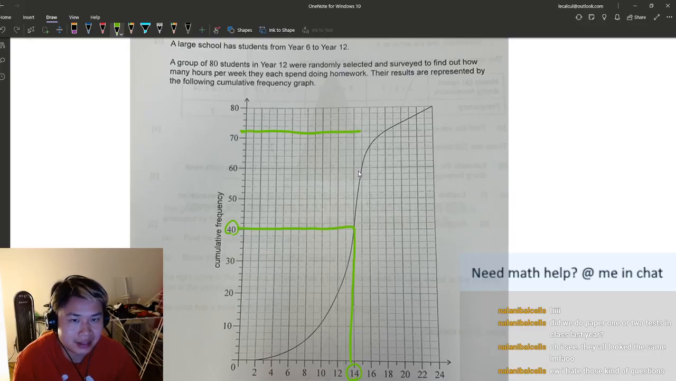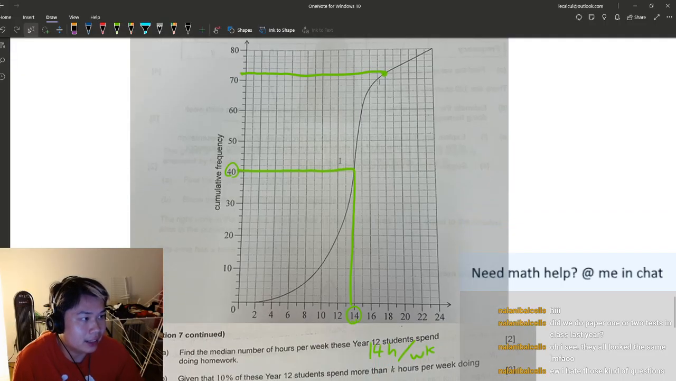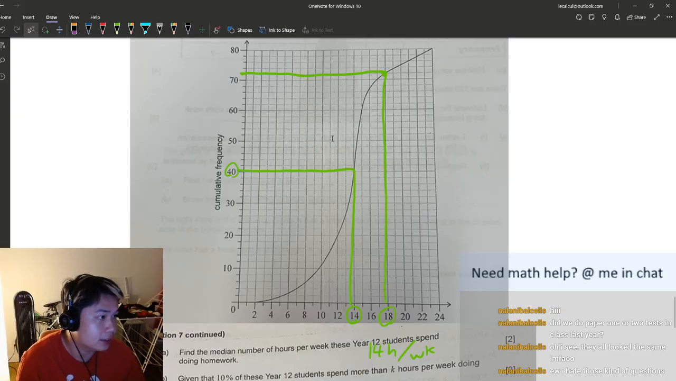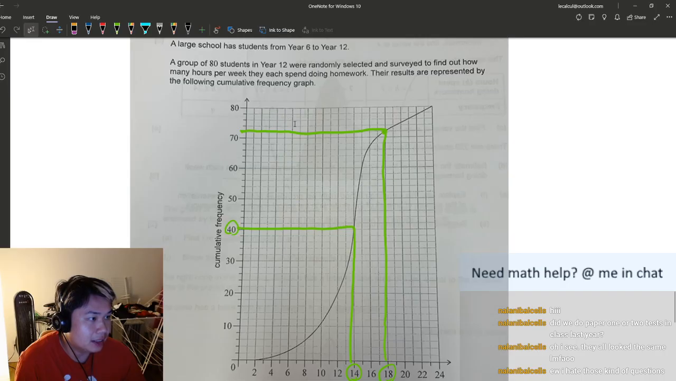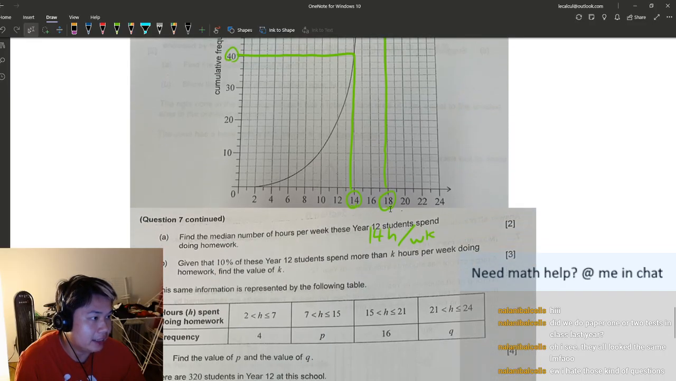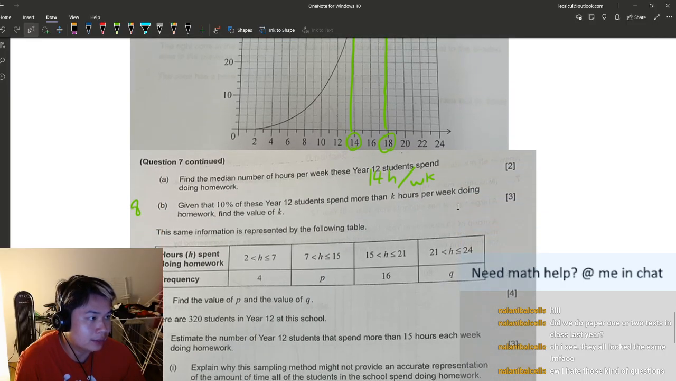So follow the line. Why do you hate these questions? They're so easy. So that goes right there. So then we follow that line going down. And there we go. 18. So the top 10% of students spend 18 or more hours doing homework. So K is 18 hours.